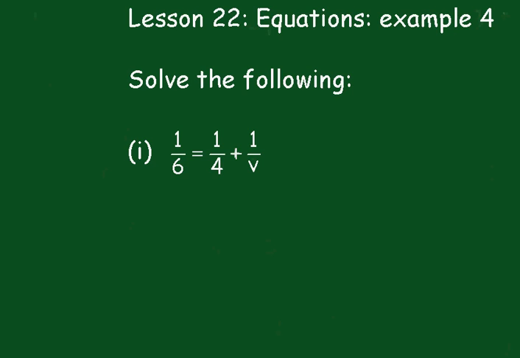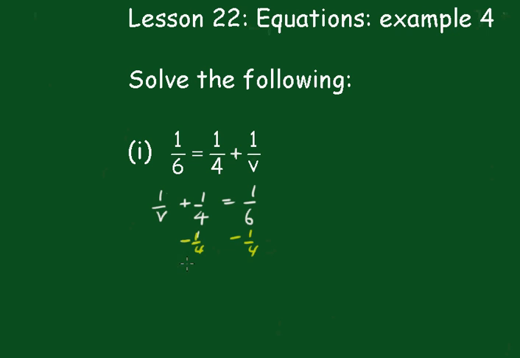Lesson 22, Equations, Example 4. Solve the following. 1 on 6 equals 1 on 4 plus 1 on v. Now what I'll do is just rearrange that a little bit, and I'll write that as 1 on v plus 1 on 4 equals 1 on 6. So we're going to subtract a quarter from both sides. 1 quarter from both sides.